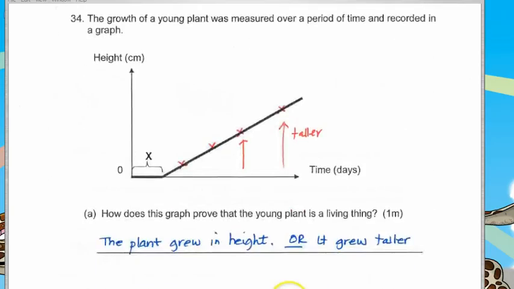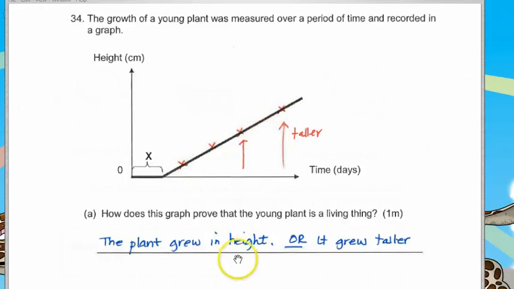Let's continue. Number 34, the growth of a young plant was measured over a period of time and recorded in a graph. So over here, this part X, the height remains at 0, no growth, no activity, all right? But that does not mean it is not alive. Just that for the physical part, there is no growth in height, no change. And over here, it starts growing, and growing, taller and taller. As time goes by, it grows taller and taller, according to this graph.